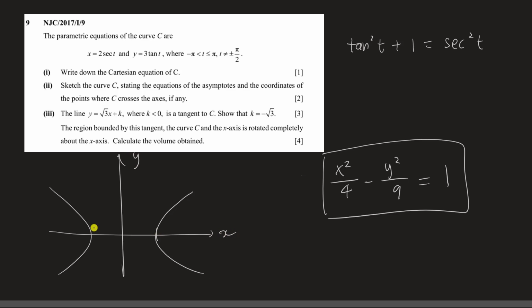What is the x-intercept? Just equate y to 0. You will get 2 or negative 2. So this is 2, this is negative 2.